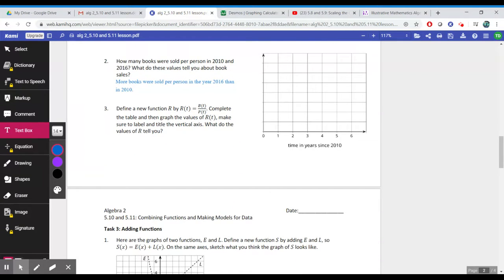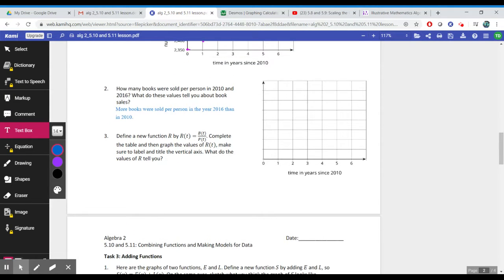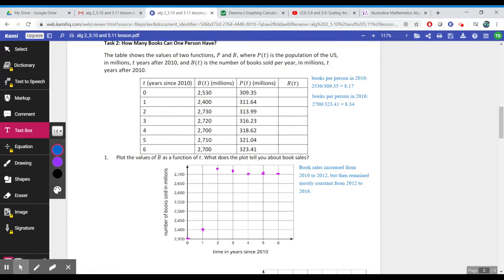Then it says complete the table and then graph the values of R of t. Make sure to label and title the vertical axis. What do the values of R tell us? Okay, well, we already found two values of R. In 2010, when we did that division, R gave us 8.17. And in 2016, it gave us 8.34. So I'm just going to go ahead and continue doing this division on each of these other cells. So just take B divided by P for each of these and fill out all of my R columns. I'll be back with you as soon as I have that done.